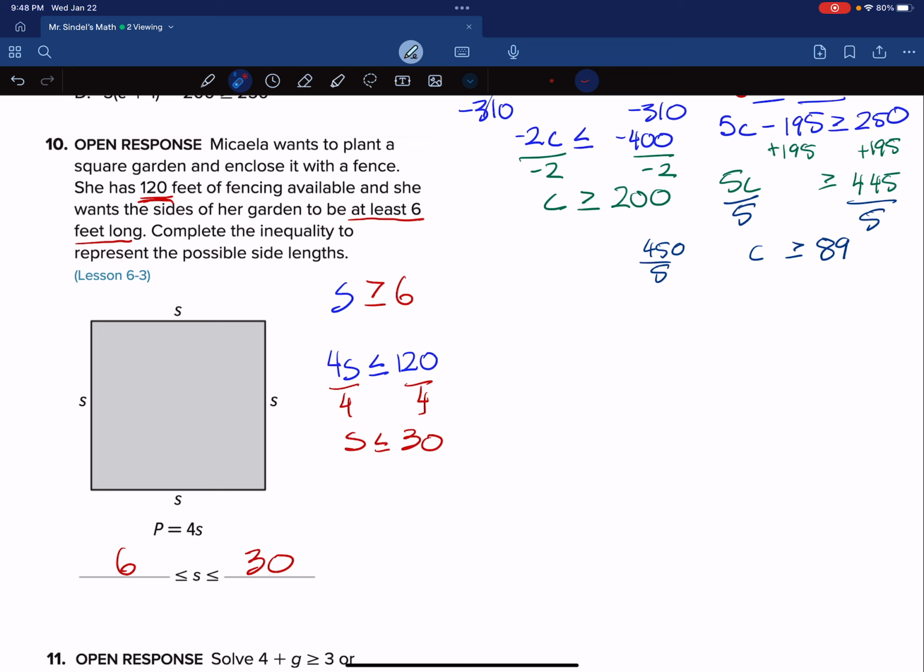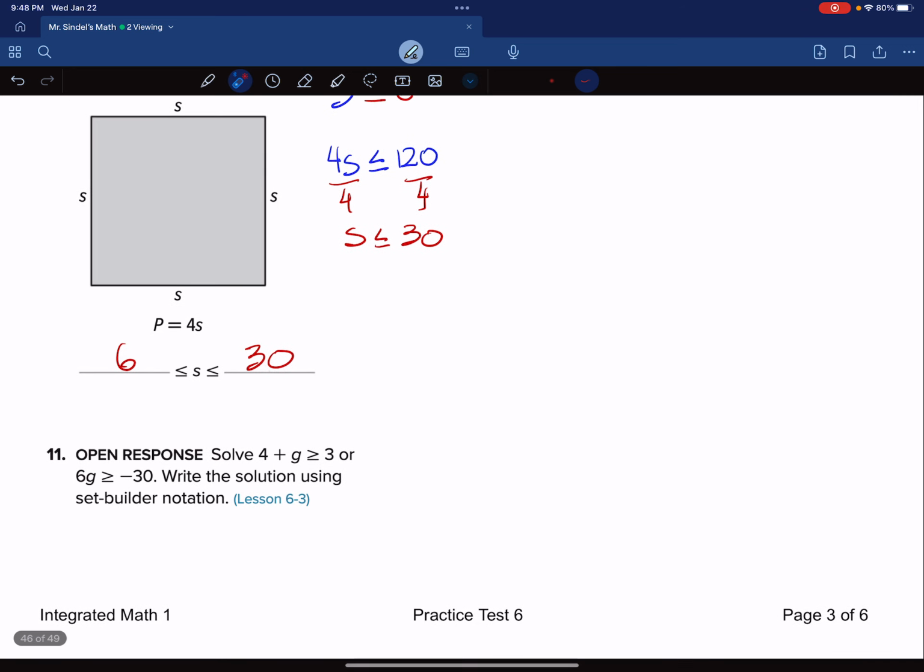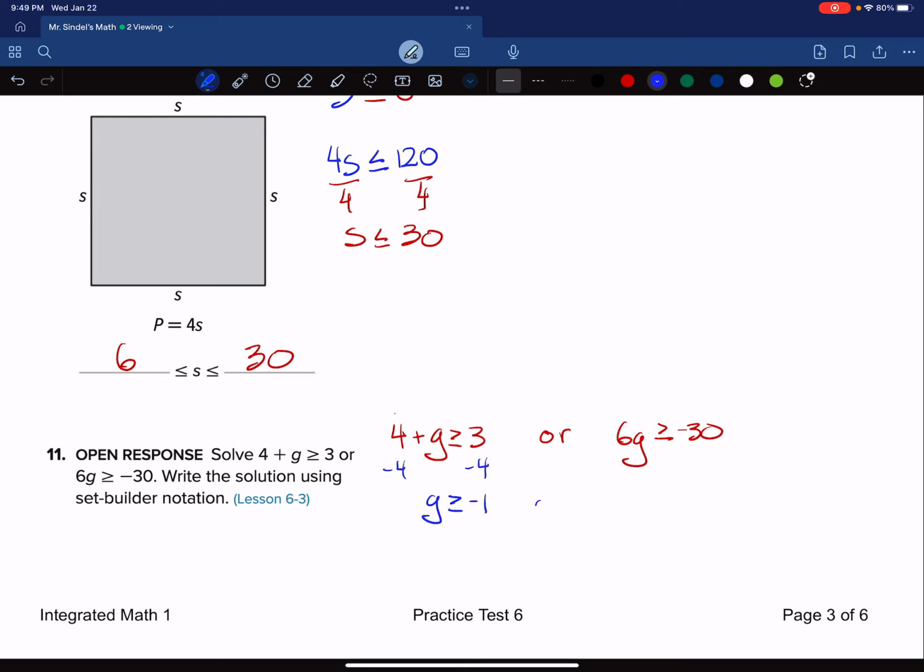Let's try another one. Okay, number 11. Solve this inequality and this inequality and combine them using the word or. All right, so let's try that. We have 4 plus g is greater than or equal to 3. And then I'm going to do an or right here. 6g is greater than or equal to negative 30. Pretty straightforward to solve these, right? You just subtract 4, g is greater than or equal to negative 1. Then I still have the word or, and then divide by 6, g is greater than or equal to negative 5.